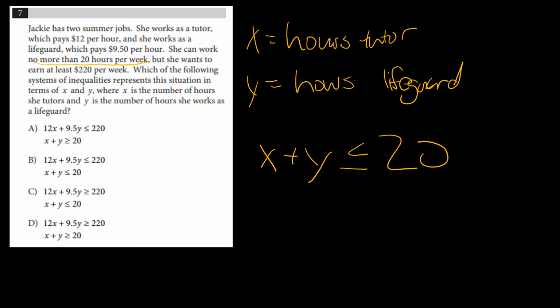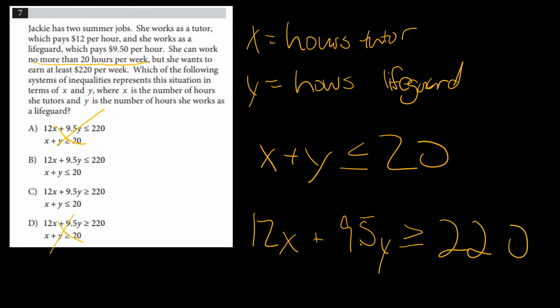So let's look at our equations here. That one's gone, and that one's gone. Okay. Now we need to make at least 220. So we want $12 per X hours tutoring plus $9.50 per Y hours lifeguarding to be greater than or equal to 220, because it says at least 220 per week. That's going to eliminate that one and leave us with answer choice C.